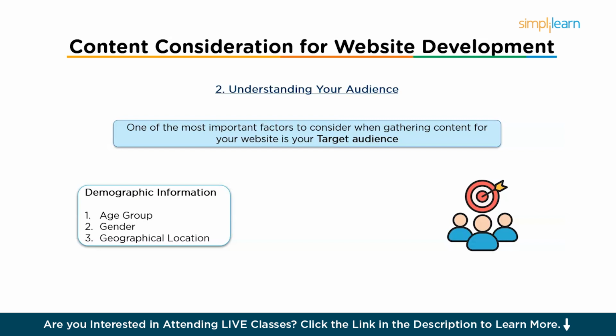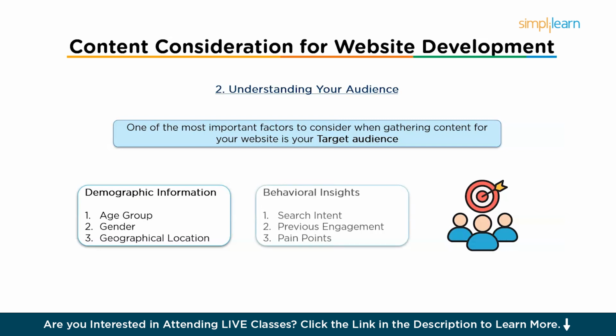So this includes age group. Content that appeals to teenagers will differ significantly from content aimed at middle-aged professionals. Gender. Certain products, services, or topics might appeal more to one gender than the other, influencing the language, tone, and imagery used. The third one is geographical location. Localized content can be more relevant if you are targeting specific cities, countries, or regions.